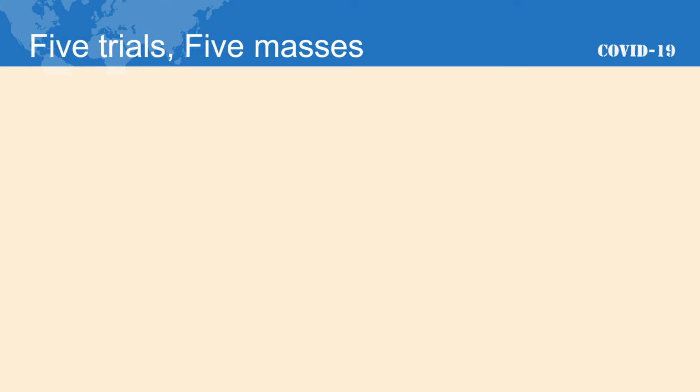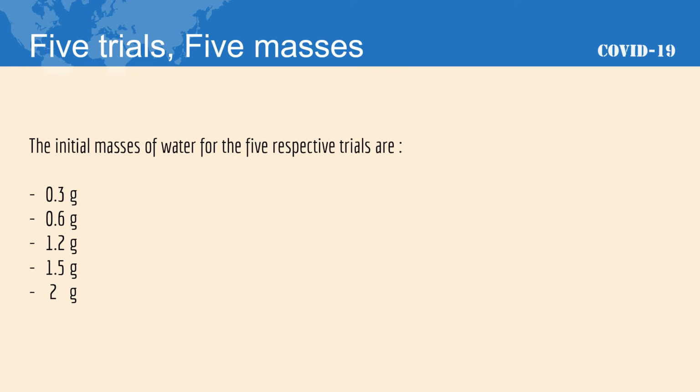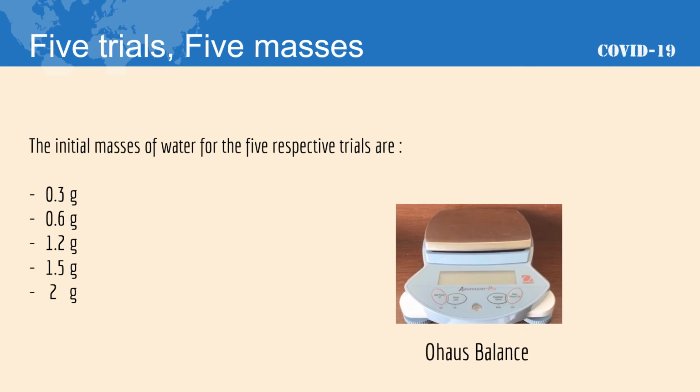For the sake of accuracy, our experiment will have 5 different trials with 5 different masses. The initial masses are shown as 0.3, 0.6, 1.2, 1.5, and 2 grams respectively, and they will all be weighed using an Ohaus balance.